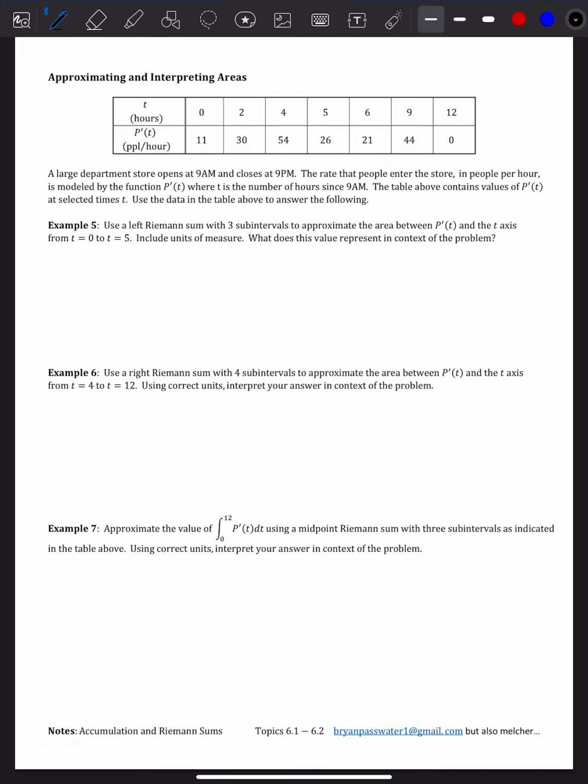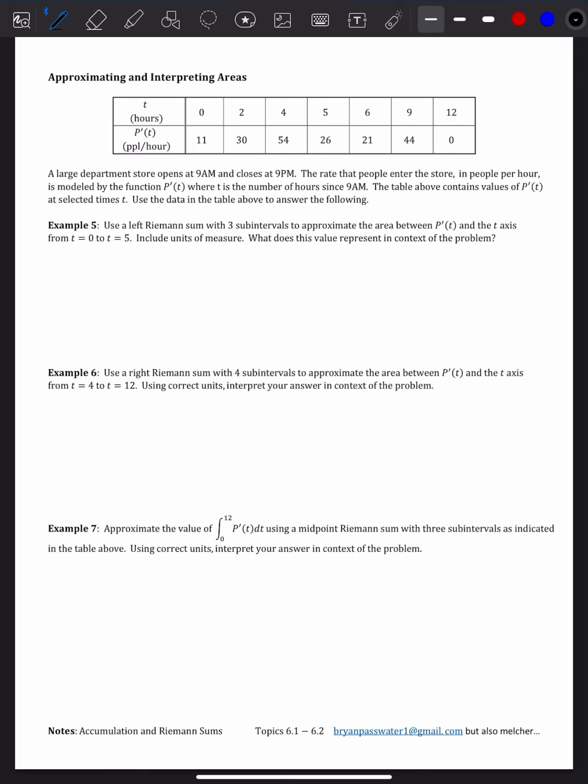Okay, so we're going to be approximating and interpreting what's going on in these values. A large department store opens at 9 a.m. and closes at 9 p.m. The rate that people enter the store in people per hour is modeled by the function P prime, where t is the number of hours since 9 a.m. The table above contains values of P prime at selected times t. Use the data in the table to answer the following.